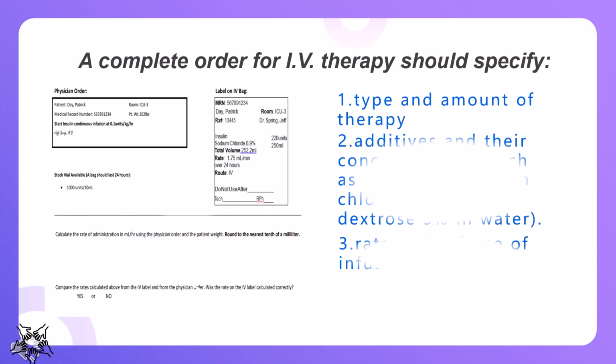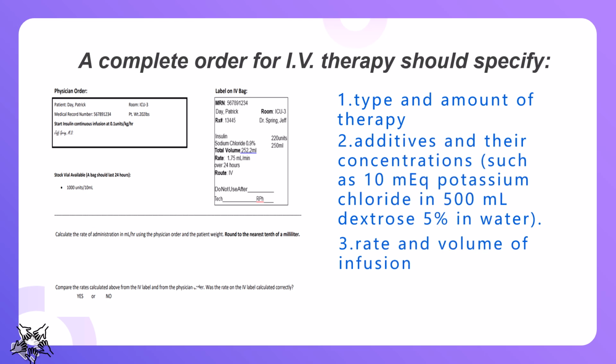A complete order for IV therapy should specify the type and amount of therapy, additives and their concentrations, such as 10 milliequivalents potassium chloride in 500 milliliters dextrose 5% in water, rate and volume of infusion, and duration of infusion. If you have an order that's incomplete or seems inappropriate because of the patient's condition, consult the prescriber.